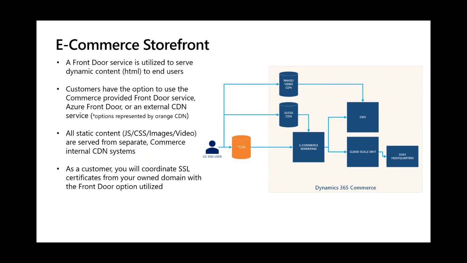Now, one thing I'd like to call out, you'll see in the diagram multiple CDNs represented. Commerce manages static content like JavaScript, CSS files, as well as the image and video delivery content. These CDNs integrate directly with the rendering and CMS services.